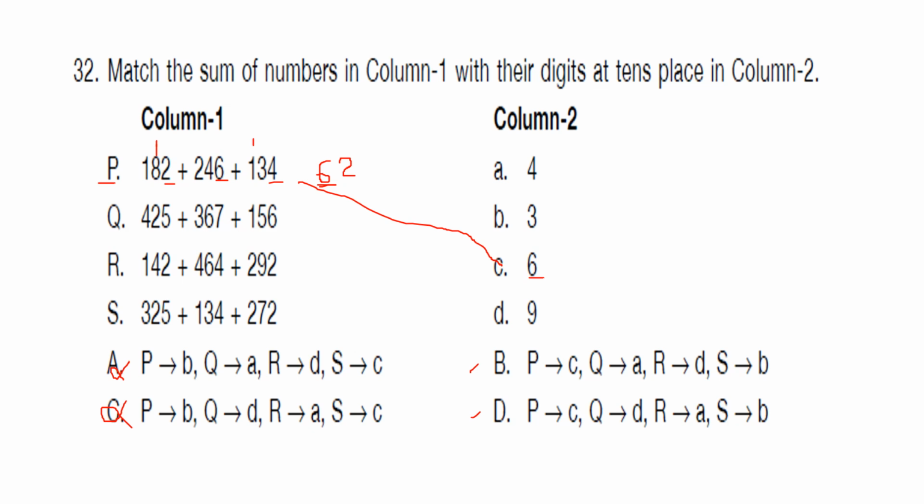Now let's check for Q. At 1's place 5 plus 7 is 12. 12 plus 6 is 18. 8 is here. Carry over 1. 2 plus 1 is 3. 3 plus 6 is 9. 9 plus 5 is 14. 4 is here. Carry over. At 10th place, it is 4. That means 4 is A. So Q is A. Answer is option B only. Because in option D, Q is given D. So D is not our answer. Kids, let's check other options also. But this is the easy way to solve this type of question in less time.